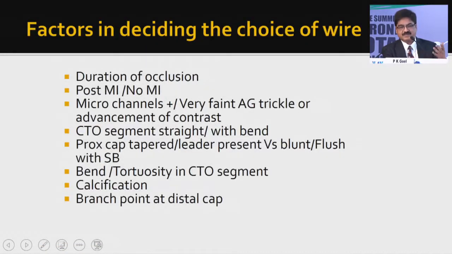There are factors deciding the choice of wires, which include the duration of occlusion, whether it's an MI case, where a pilot wire might be better, and micro channels if they are there, and lots of cases have micro channels, which will track with XT as shown by Dr. Asakura also. XT or Wizard wire. Whether the CTO segment is straight or bendy makes a difference, whether the proximal cap is tapered or blunt, tortuosity in the CTO segment, calcification and things like that.